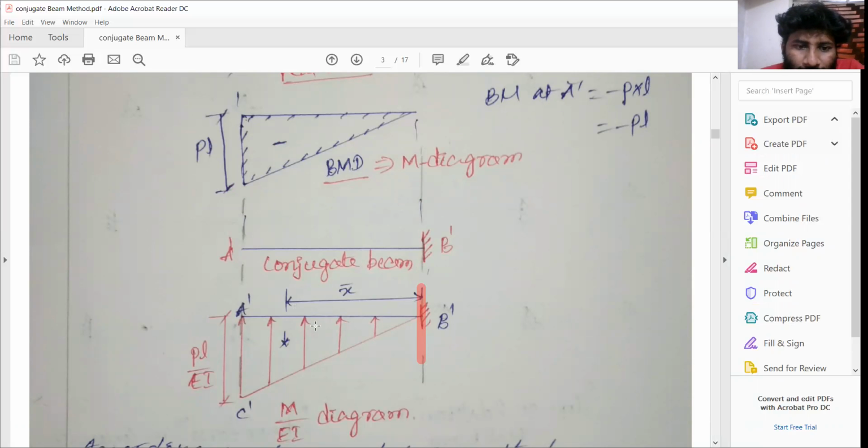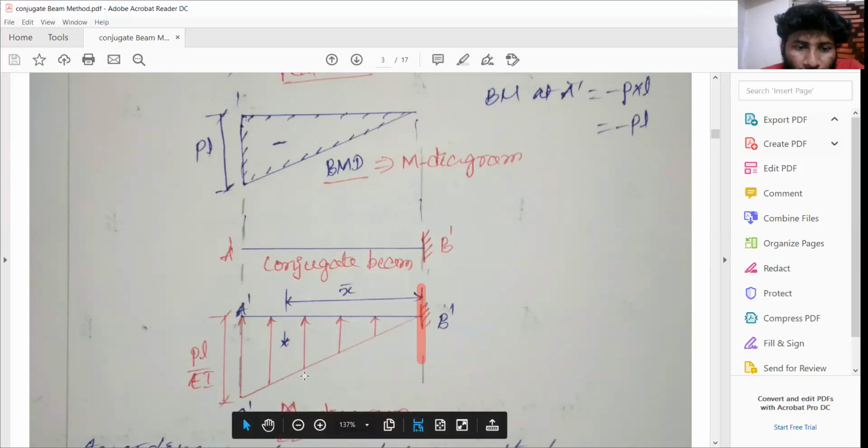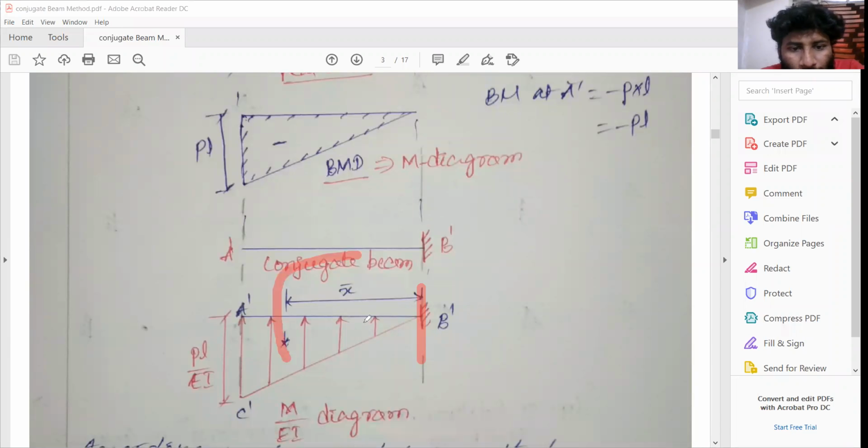So I said that in the second theorem of the conjugate beam, the bending moment of the M by EI diagram will give the deflection in the original beam. Now you can see that we have the M by EI diagram, so the bending moment of the M by EI diagram is something like this. The whole loading into distance x bar, that is the bending moment. So the bending moment of this M by EI diagram about this B will give the deflection in the original beam at that corresponding section.